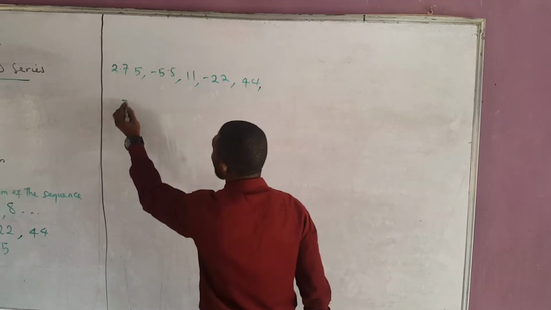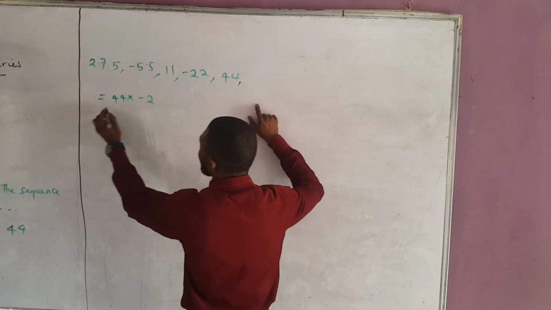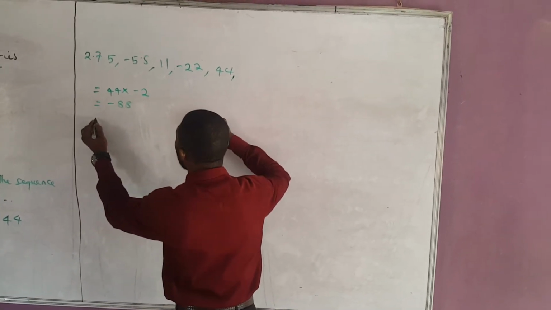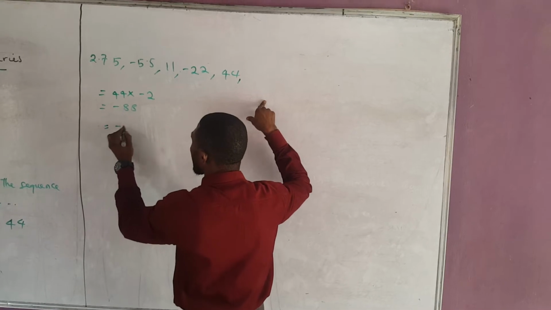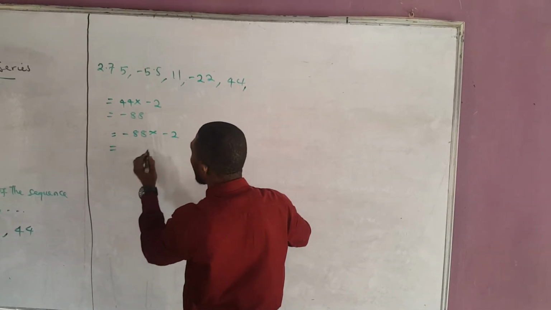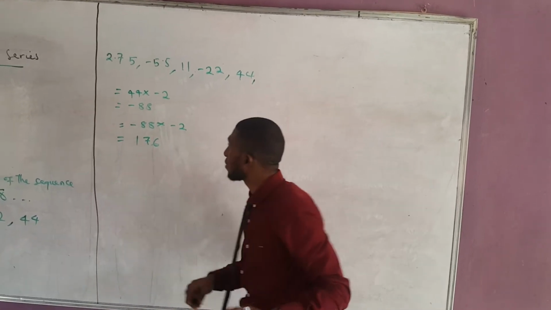So the next term will now be 44 times minus 2, which is minus 88. Then the next term after that one will be minus 88 times minus 2, which is plus 176.